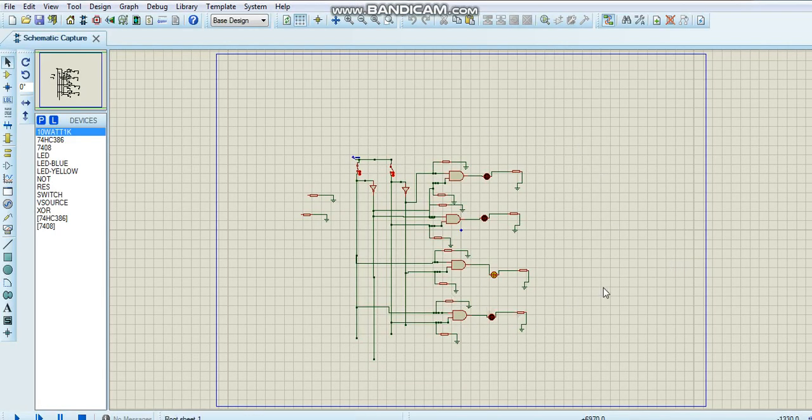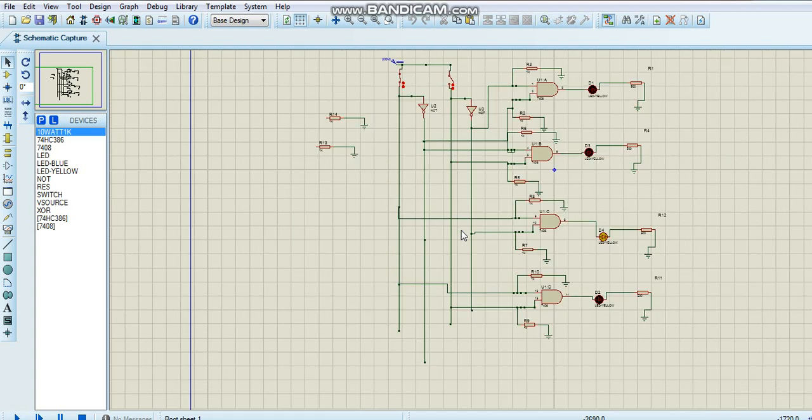Yes, so you can see the decoder circuit. Now let me run the simulation. When both my inputs are 0, 0, the first LED D0 is glowing. When 0, 1, D1 is glowing. 1, 0, D2 is glowing. 1, 1, D3 is glowing.